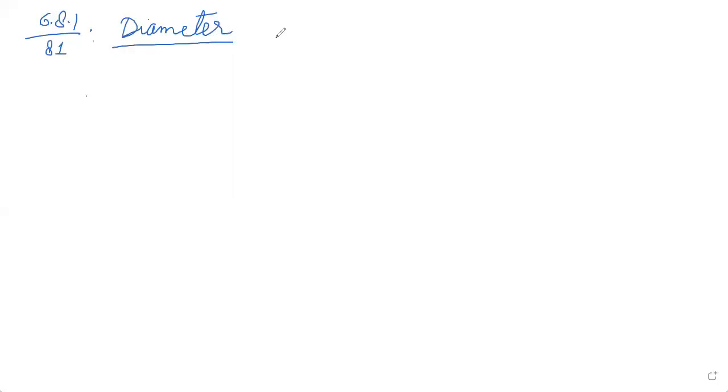So diameter is what? Suppose you have several parallel chords. Suppose I am taking some conic. This is your conic, and you have parallel chords like this. These are the parallel chords. ये जो chord है अंदर, this is parallel.